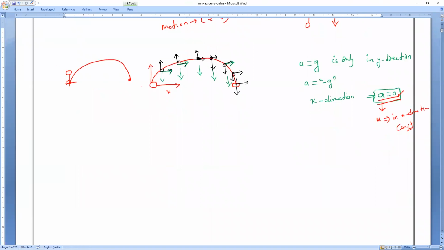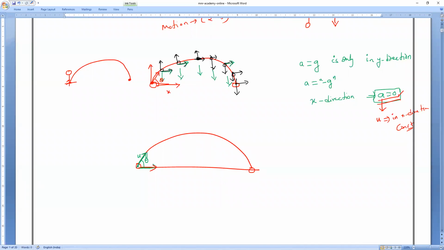Now, let me consider this particular path. I have thrown the ball with some angle with the x-axis. We are very familiar with that. Let me draw again. This is the path taken by the body, starting from here. This is the x-axis, and the body has been thrown with some initial velocity u, making an angle theta with the surface. Now, what is the velocity in both x-axis and y-axis?